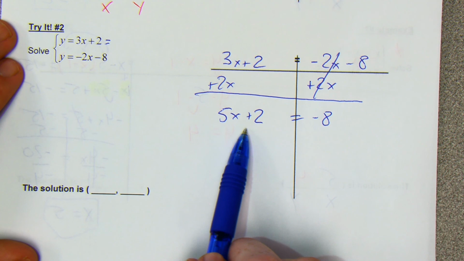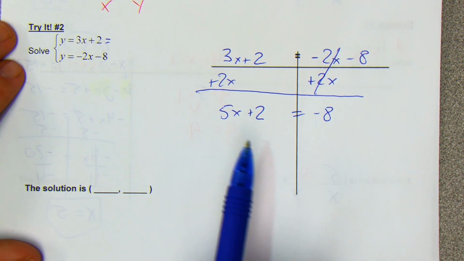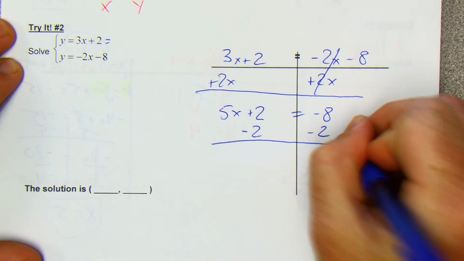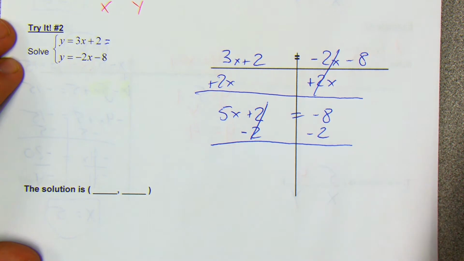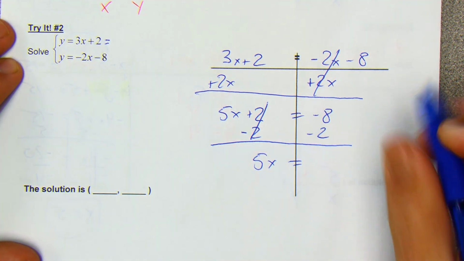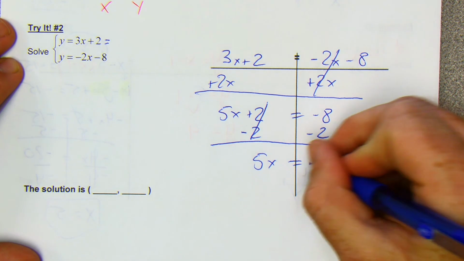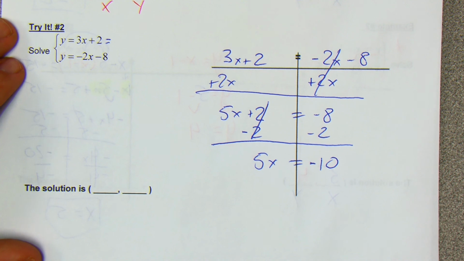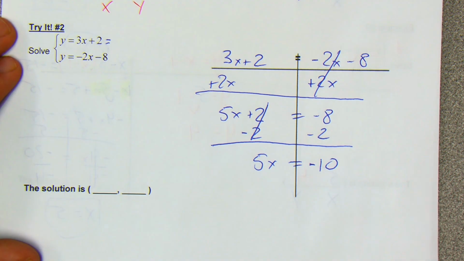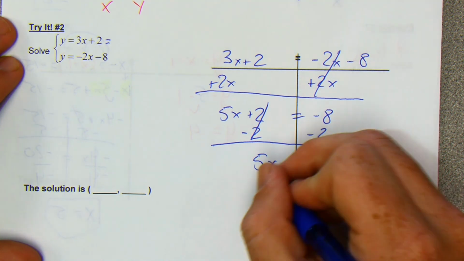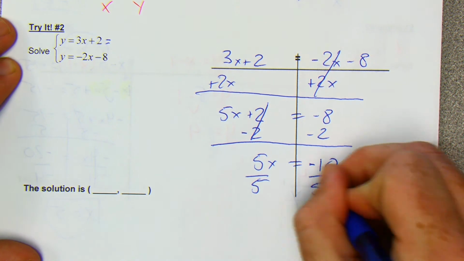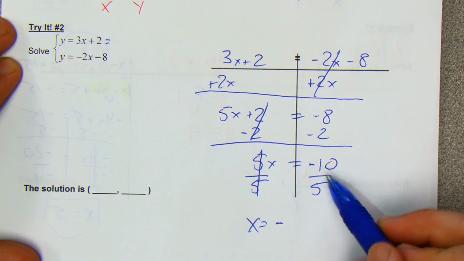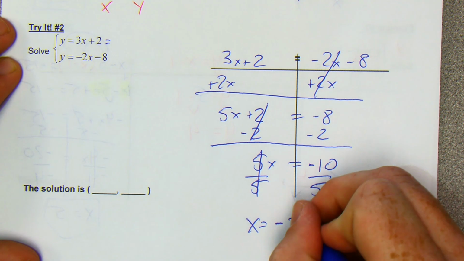So first I want to move this plus 2 because it's not attached to my 5. The opposite of a plus 2 would be a minus 2. So I'm going to subtract 2 on both sides. 2 minus 2 is 0. So I get 5x equals negative 8 minus 2 is negative 10. Okay. And now that that 5 is out in front of my x, I know it's multiplying it. Opposite of multiplication is division. So I'm going to divide both sides by 5. Okay. x equals negative 10 divided by 5 is negative 2.